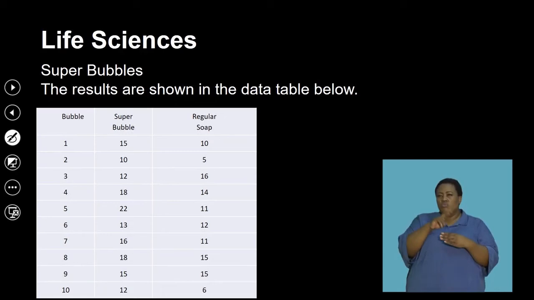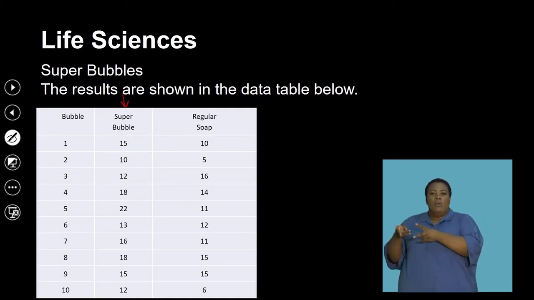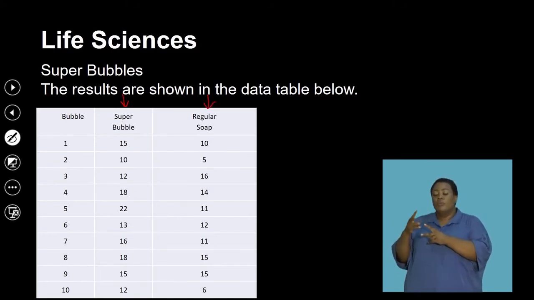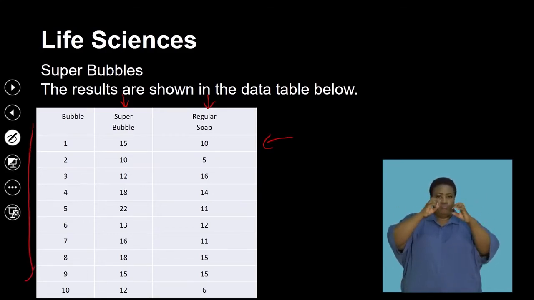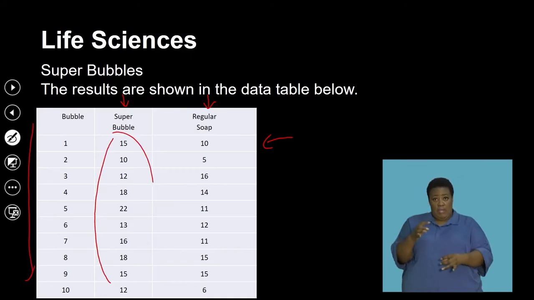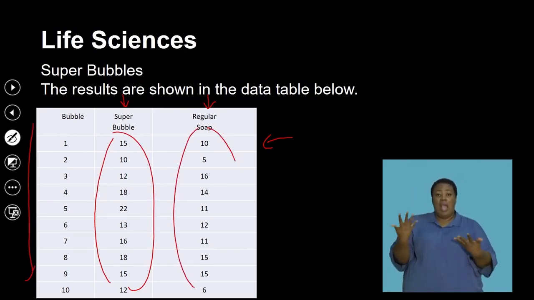Here we see the results shown in the table. Here's the Super Bubble which they had purchased, and here's the regular soap bubbles, and here we look at the diameter of these bubbles, which have been recorded. They've attempted this for 10 different bubbles, and we can see clearly that the information is presented and has been recorded in the table.